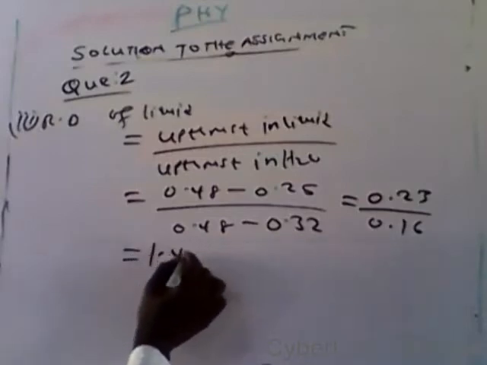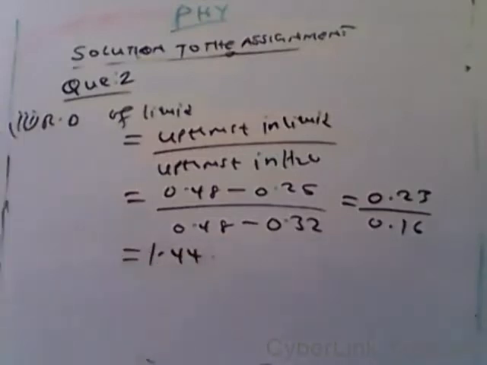So the relative density of the liquid will be 0.23 divided by 0.16. That is 1.44 with no unit. So let's go to question 3.